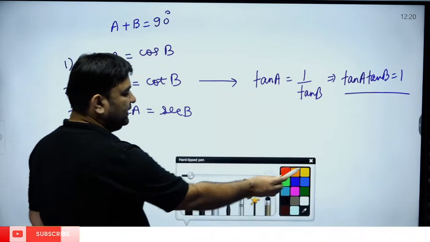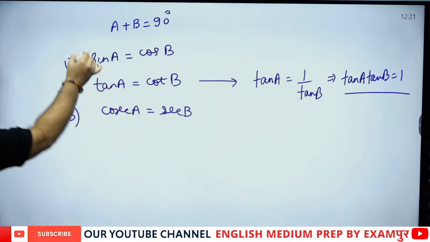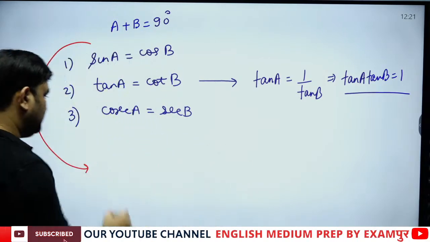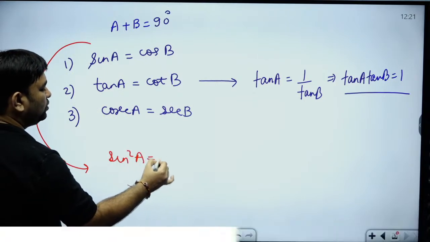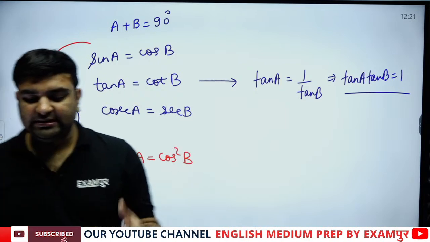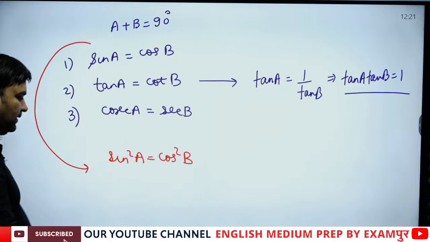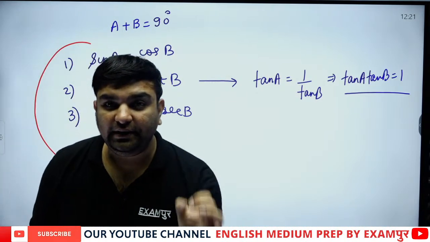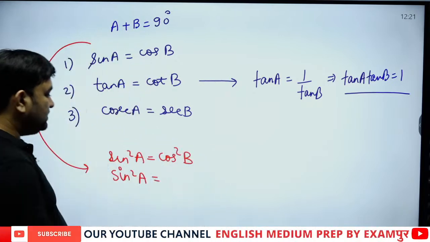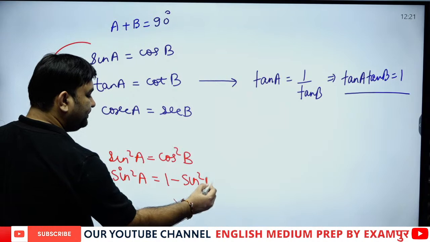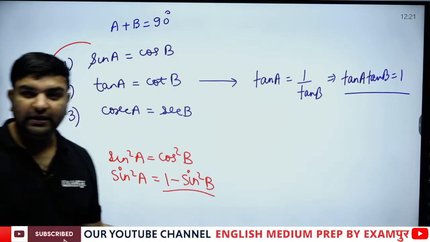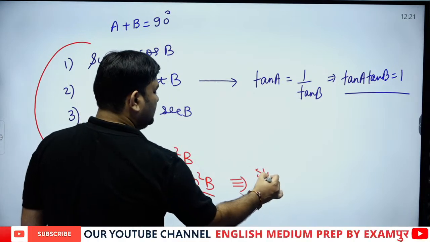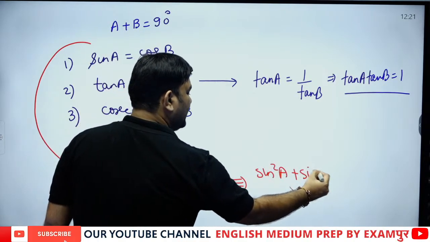If you remember the first condition, sin A is equal to cos B, and if I square both sides, then sin square A is equal to cos square B. There is an identity relation between sin square and cos square, so cos square B can be written as 1 minus sin square B. If you further solve it, you will get that if angles are complementary, sin square A plus sin square B is also 1.